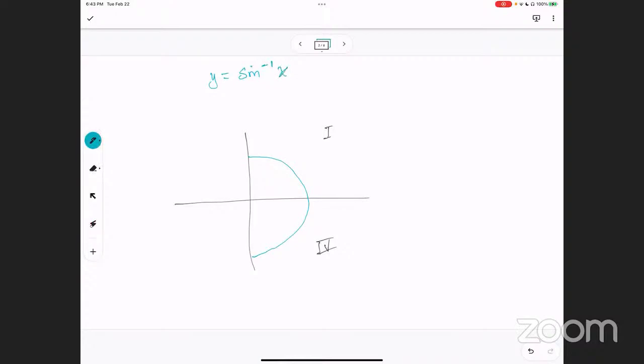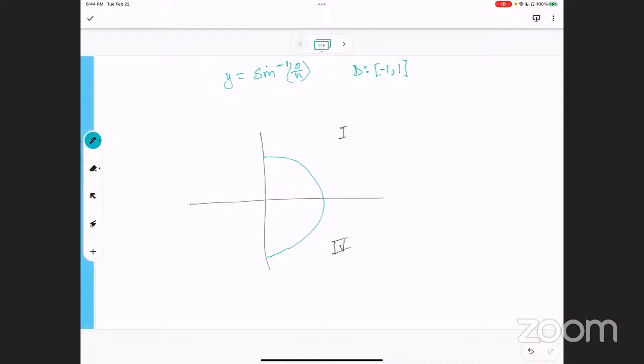Because this is a ratio, like a ratio of opposite over hypotenuse is basically what this is. It's like what angle has the sine of whatever this number is, right? So the domain of this is between -1 and 1, right?